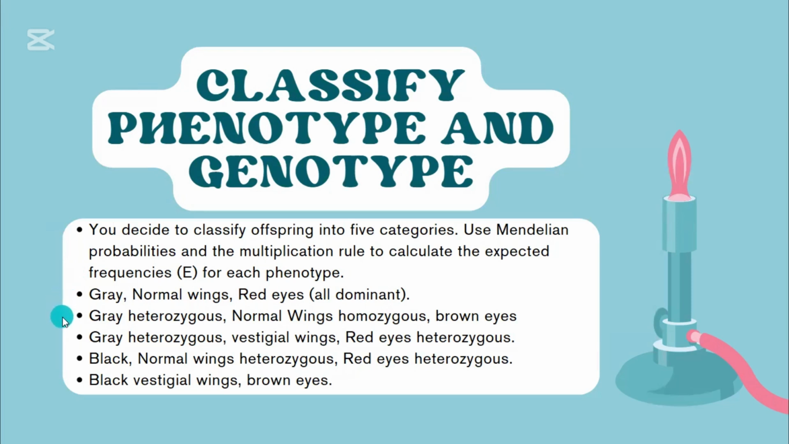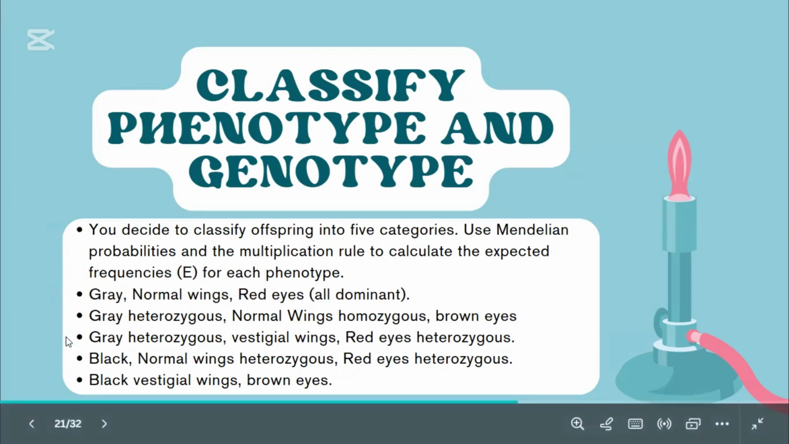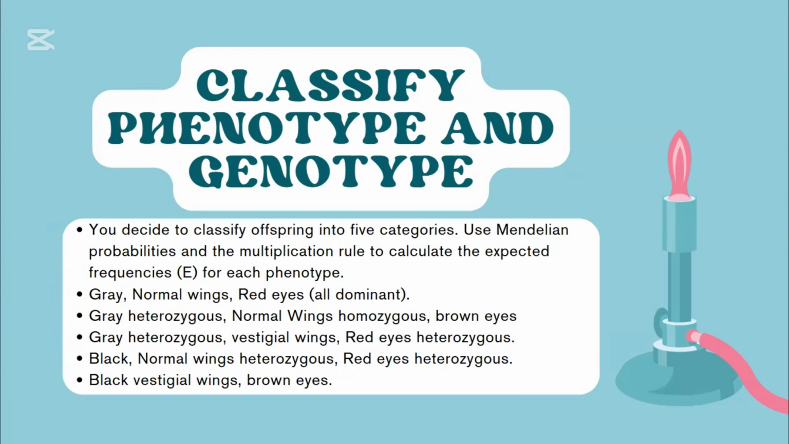Gray, normal wings, and red eyes, which are all dominant. Gray, heterozygous, normal wings, homozygous, and brown eyes. Gray, heterozygous, vestigial wings, red eyes, heterozygous. Black, normal wings, heterozygous, red eyes, heterozygous. And black, vestigial wings, and brown eyes.